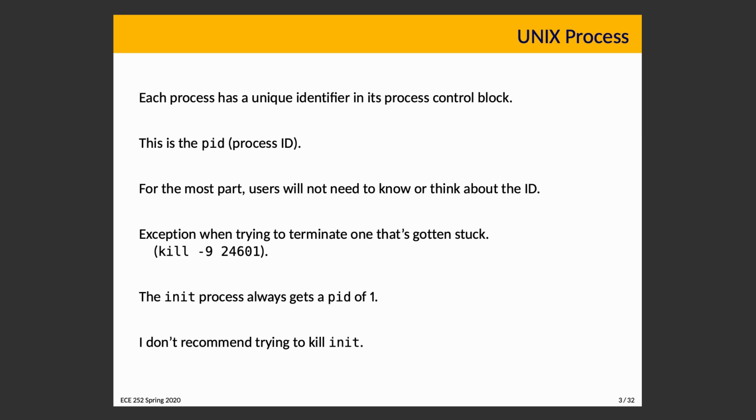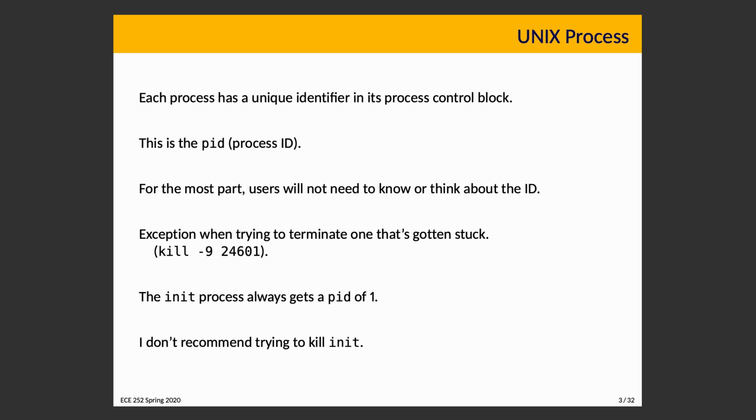I also said that each process has a unique identifier, and in Unix this is referred to as the process ID, or PID. Usually, as a user, you don't have to know it and you don't have to think about it. The most common scenario in which you may have encountered this previously is if you were trying to terminate a process that got stuck. If you were on the command line trying to kill it, you would use the kill command, perhaps with an argument like -9, and then you need the process ID to specify which one you are trying to kill. In the example here, you might have written kill -9 24601.